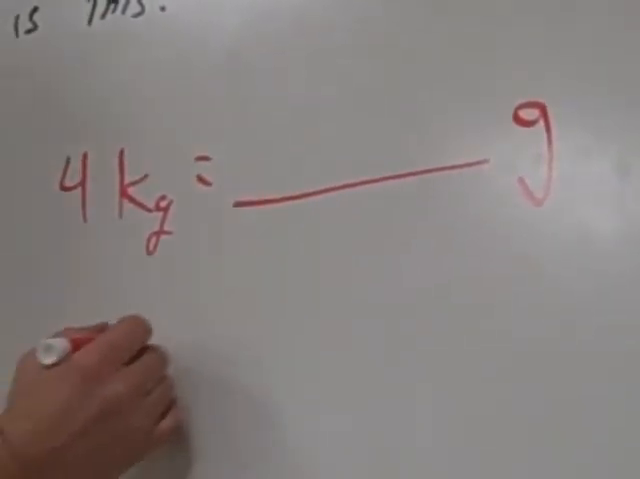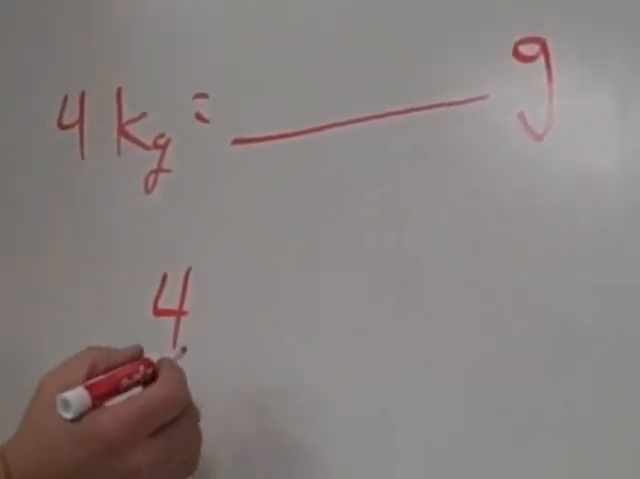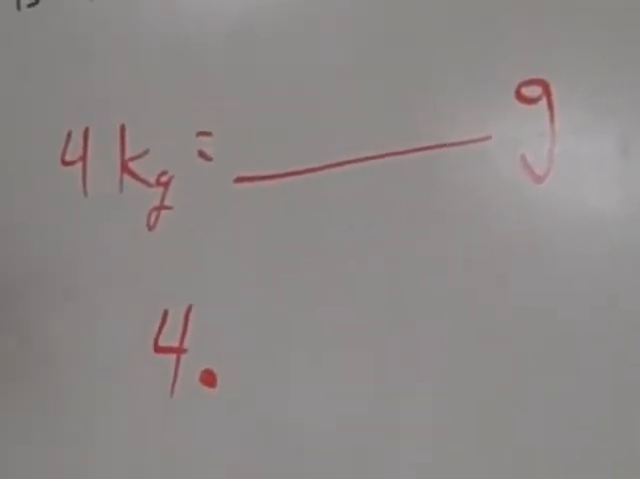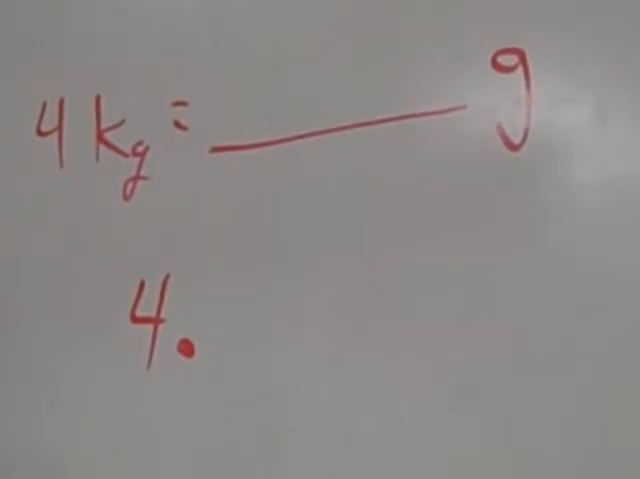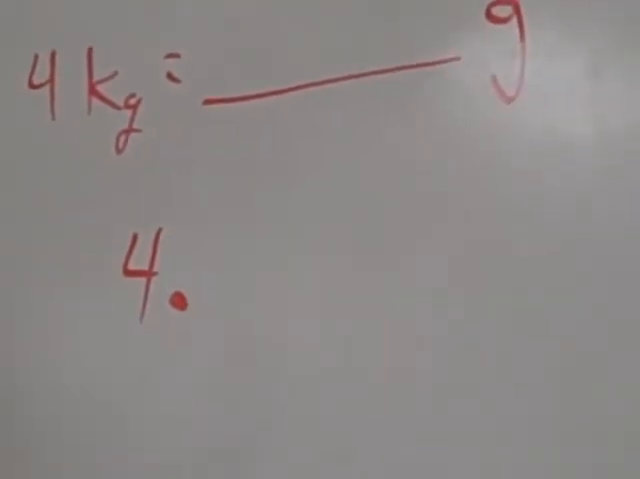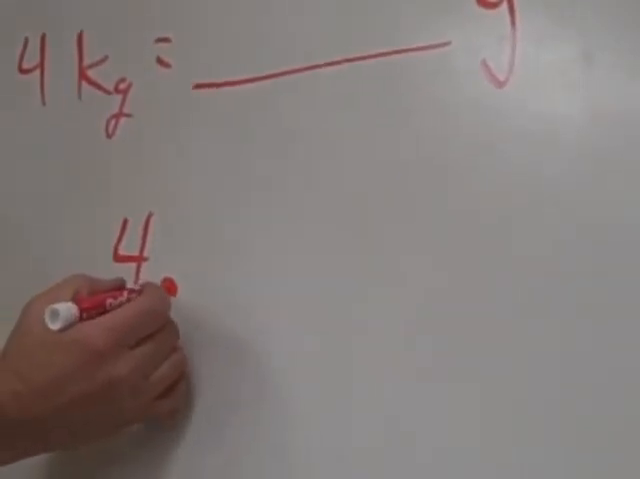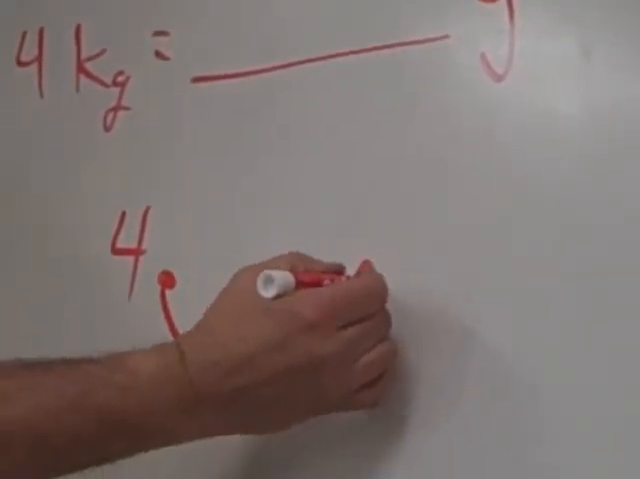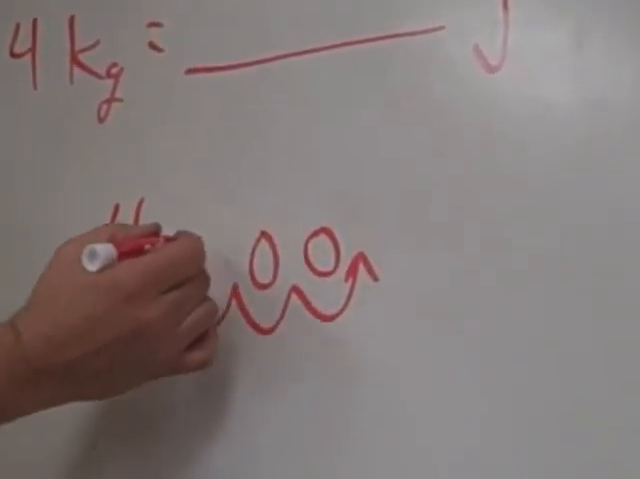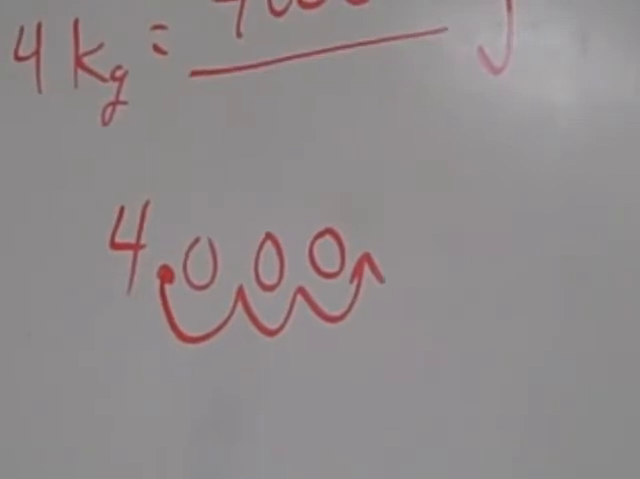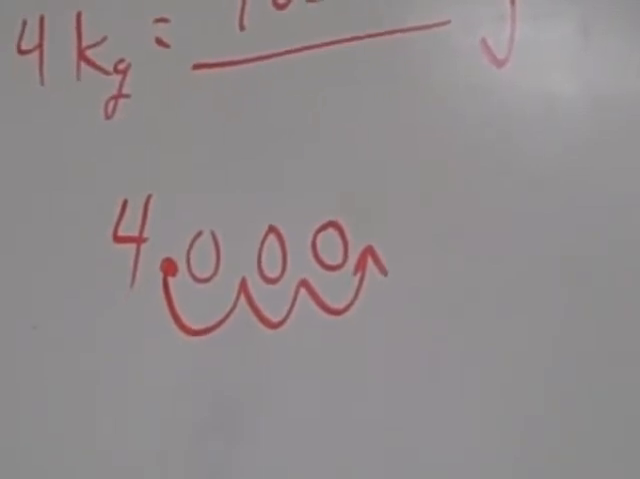Where's Casper? To the right. Now on our chart, where are we starting? At K. And how far are we going? 3 spaces. Which direction? To the right. 1, 2, 3. Answer? 4,000 grams.